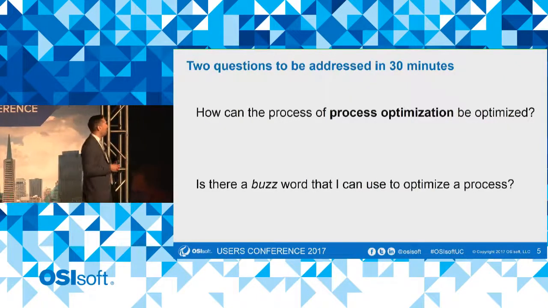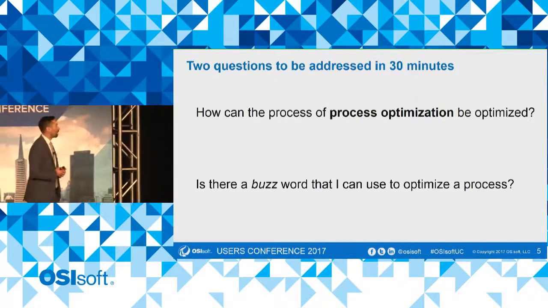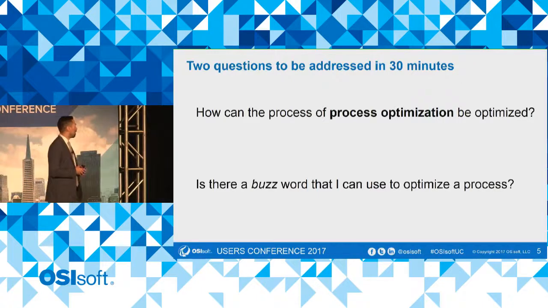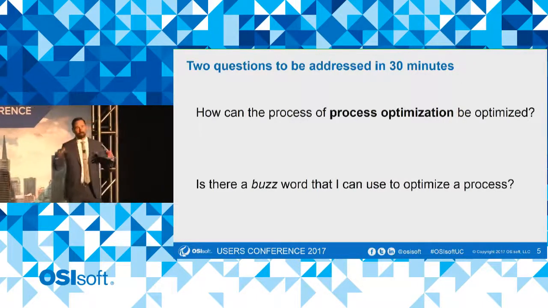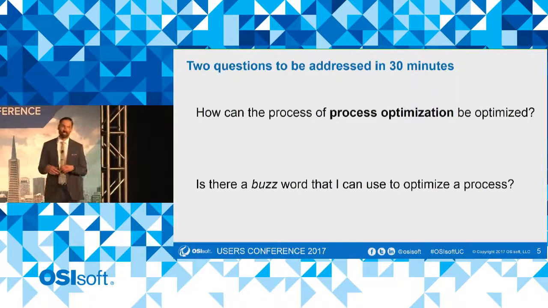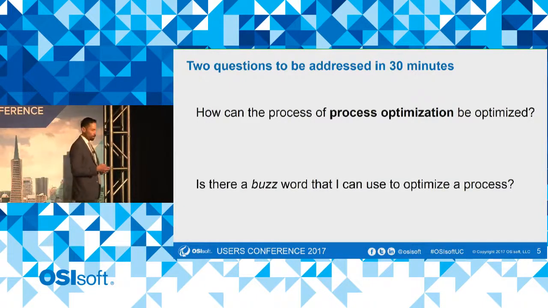And what will we be addressing? So how can the process of process optimization actually be optimized, right? And then the other question we're looking to address is, amongst the buzzwords of data science and advanced analytics, is there anything that can help me optimize my process?